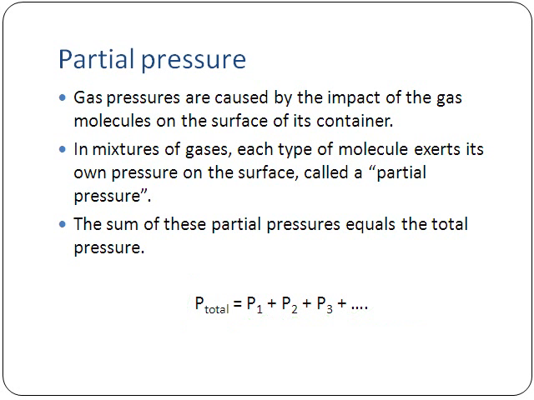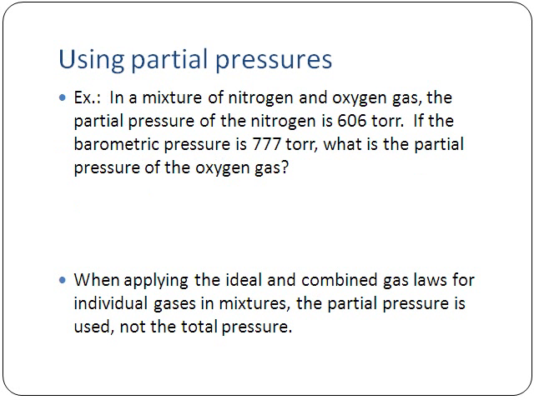So let's take a look at how we might apply this. Suppose we have a mixture of nitrogen and oxygen gas. We're told that the partial pressure of the nitrogen is 606 torr, and we're told that the barometric pressure is 777 torr. So the question is, what is the partial pressure of the oxygen gas? Well, here's what we know.